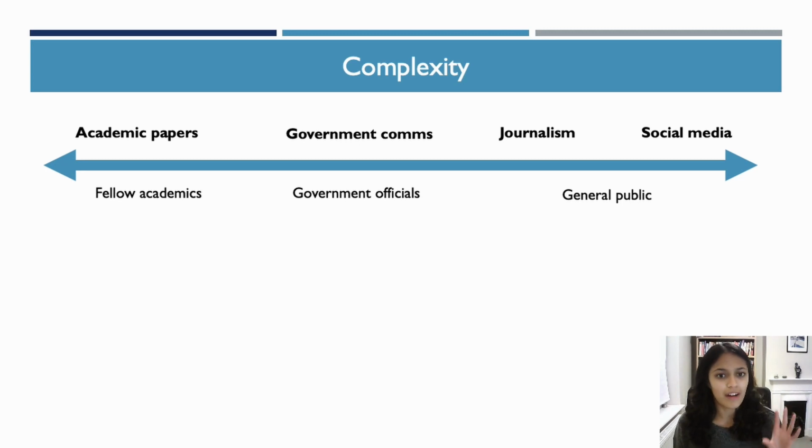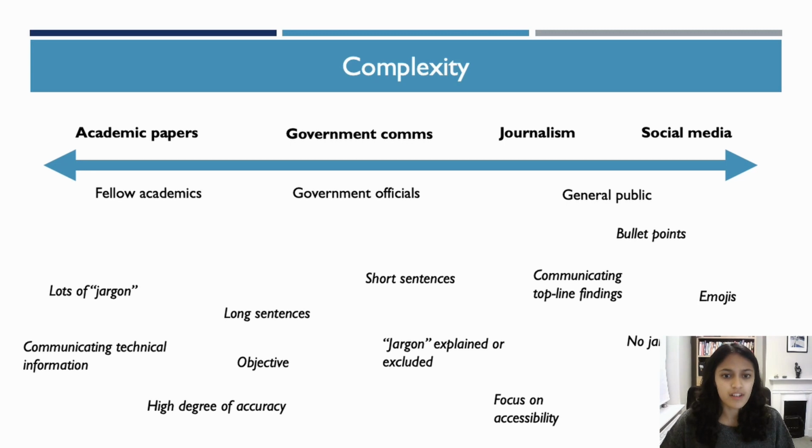General public can range from an audience who has maybe as much knowledge as the scientists, people who are really engaged in the topic, all the way to people who don't care about the topic at all, don't want to be engaged with it, and will only really read things if they really catch their eye. And so these are some of the different characteristics of these different groups that you might find.